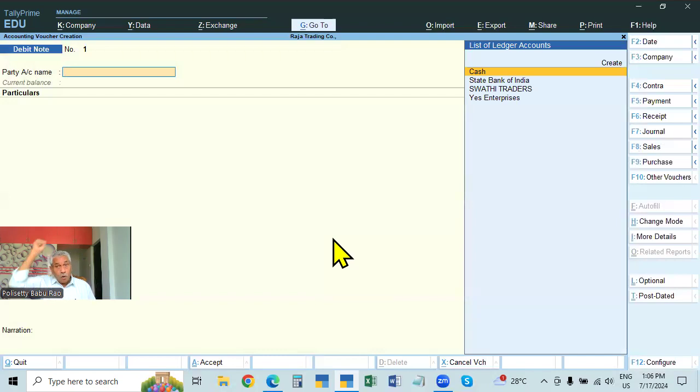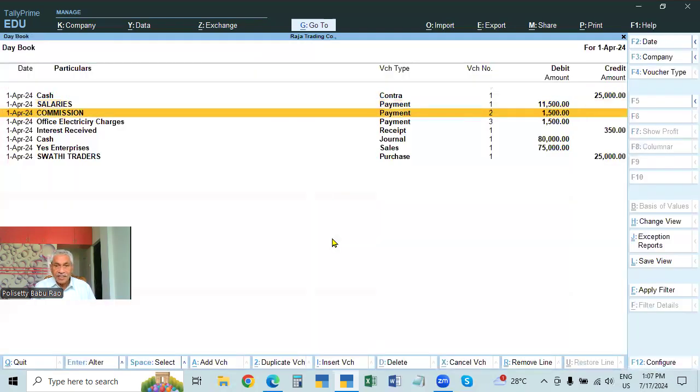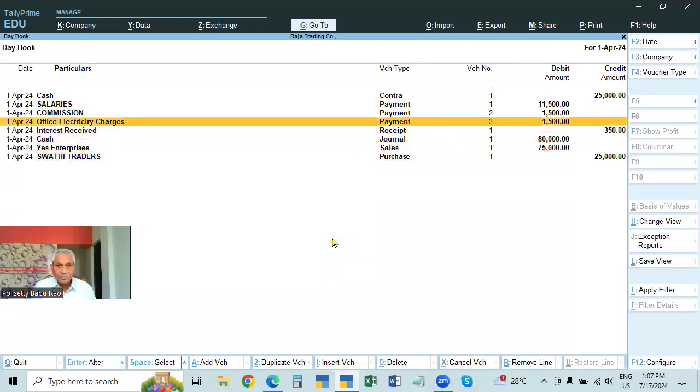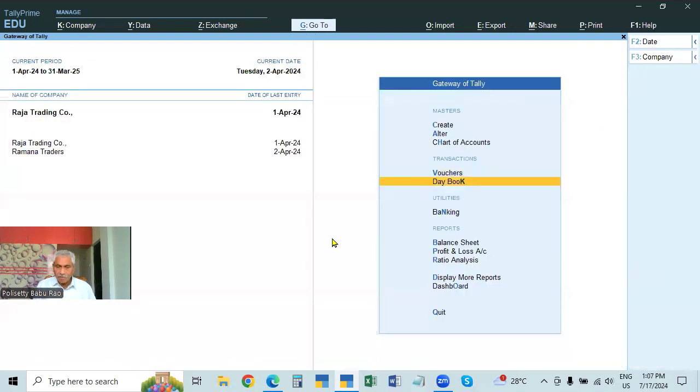We have to enter the original invoice, when you purchase or sold. What is the invoice number? Against that invoice the goods were purchased or sold. On that invoice, we are returning. That is why we have to see it. When we purchased from Swati Traders, the number is 1. And for sales also, that is also 1. Okay, there is no other voucher number.